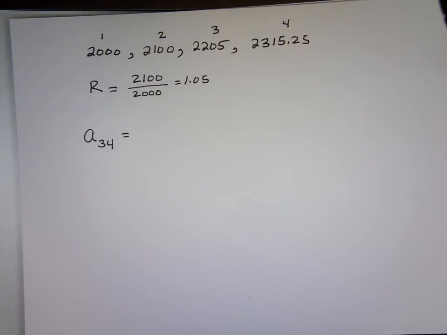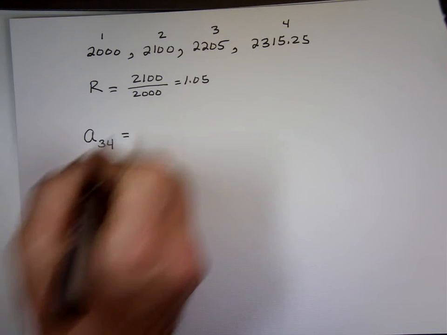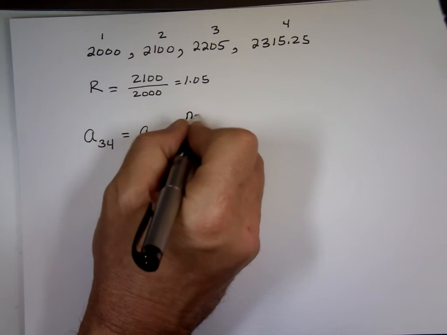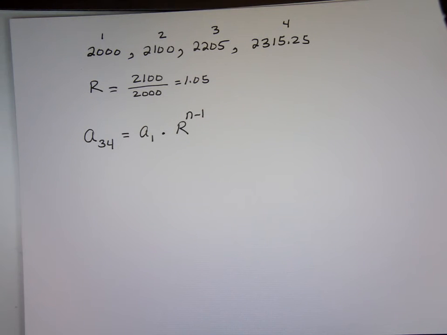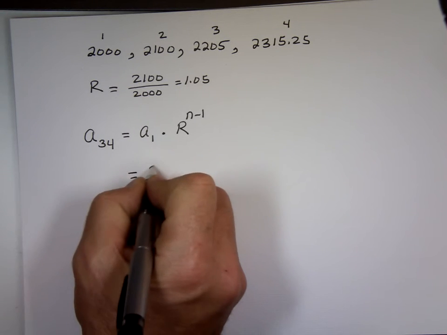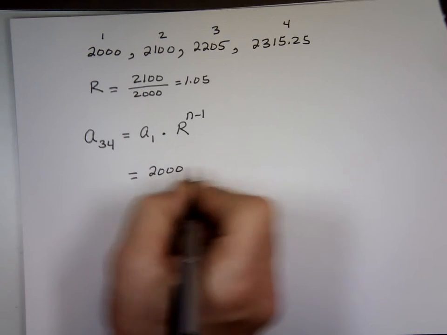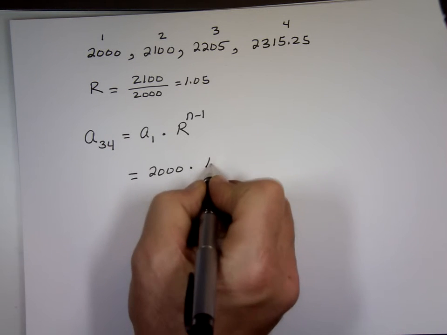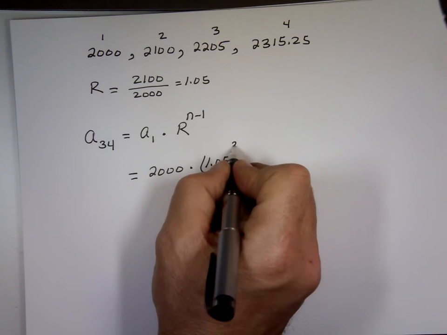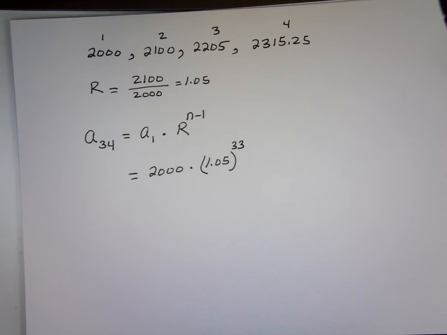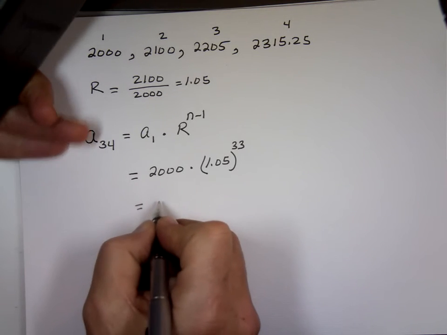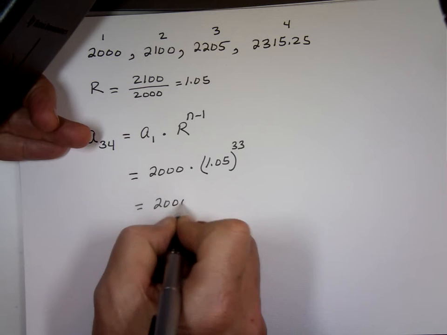Well, let's look at it. It's A1 times R to the power of n minus 1. A1 is the initial deposit, the 2,000. And what is R here? 1.05 to what power? 34 minus 1, which is 33. Take your calculator and do that, 1.05 to the power of 33.